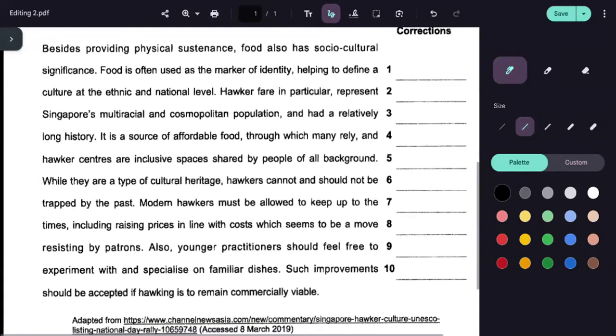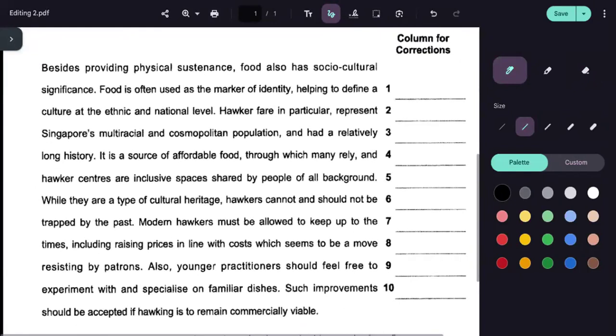If there's no error, put a tick. If there's an error, circle it, and then after that, try to correct it without changing the meaning of the passage. Now, let's start. "Besides providing physical sustenance." I think you all don't know what sustenance is. I'm going to write the meaning here.